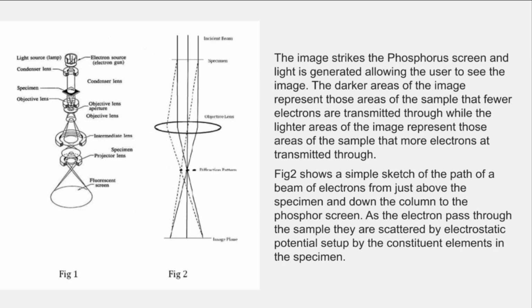The second figure shows a simple sketch of the path of the beam of electrons from above the specimen and down the column to the phosphorus screen. As the electrons pass through the sample, they are scattered by electrostatic potentials set up by the constituent elements in the specimen.